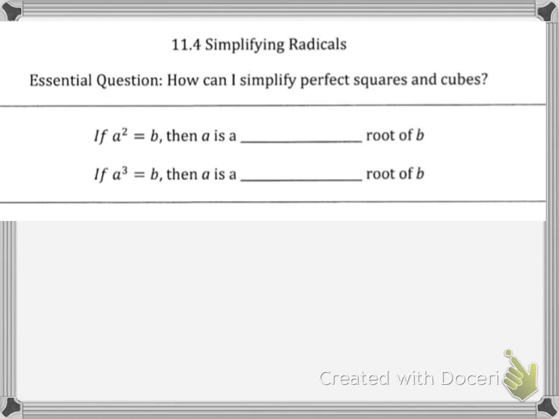So looking at this algebraically, if a squared equals b, then a is a square root of b. So we want to write in there, that would make a square root of b. If a to the third is b, then a is a cube root of b.